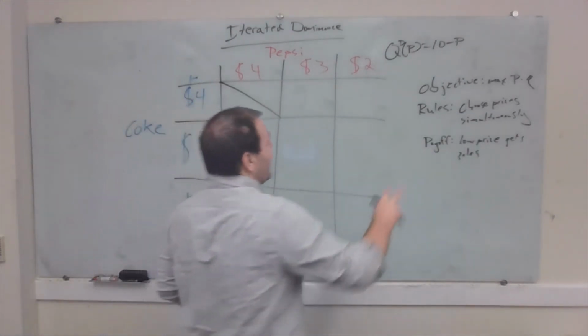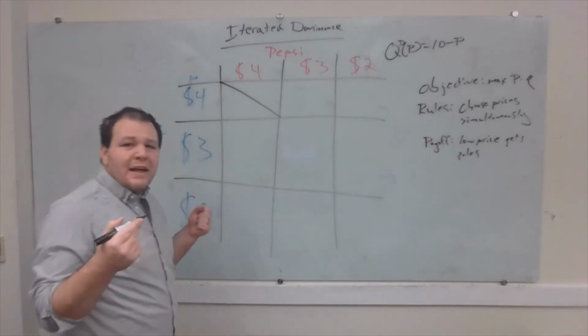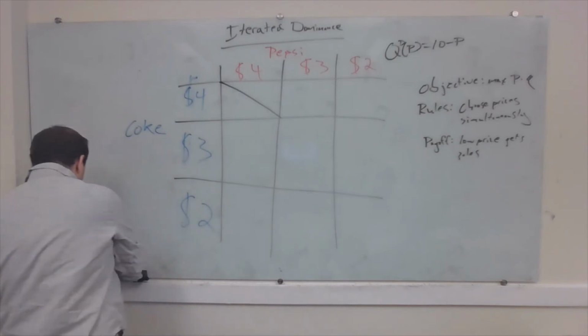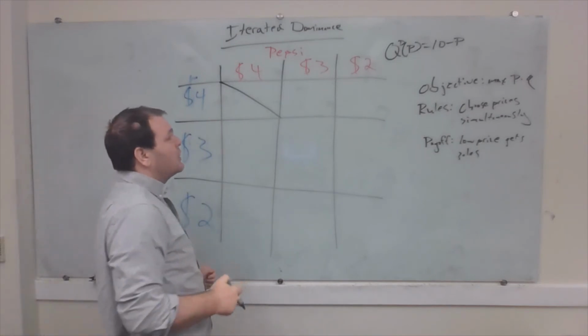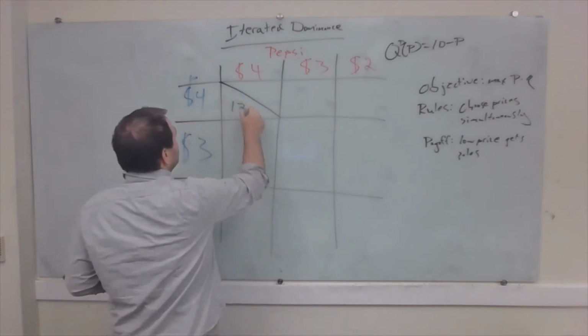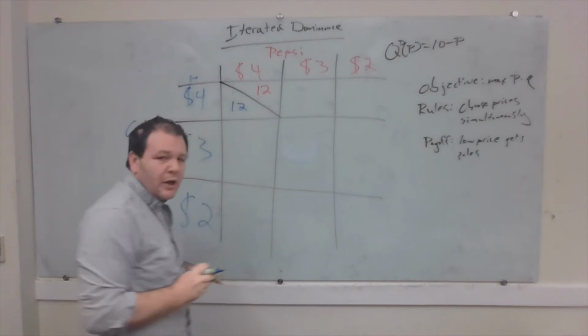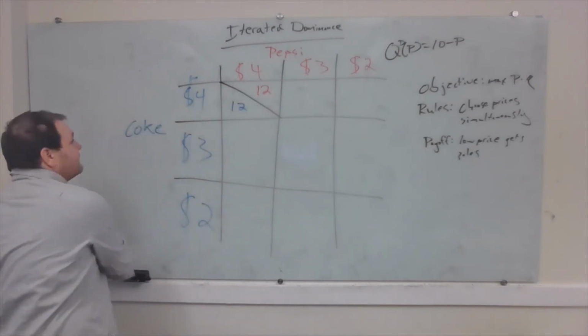So if they're both charging $4, then total demand is 10 minus 4, which is 6. Each of them will sell 3 cans of soda, so each of them is going to get $12 in revenue. 12 for Coke, 12 for Pepsi. I'm just now realizing I used the wrong colors. Hopefully that's not giving you an aneurysm.